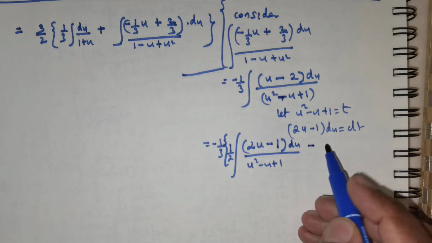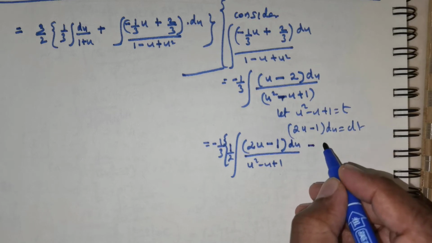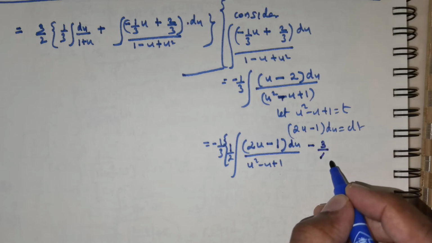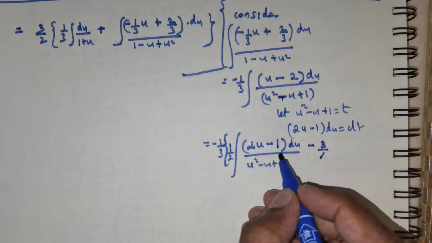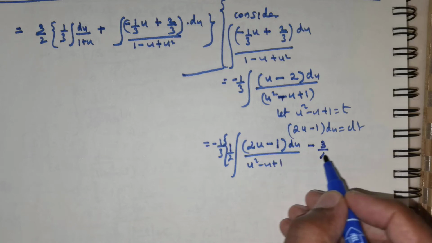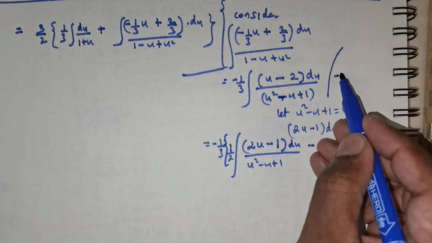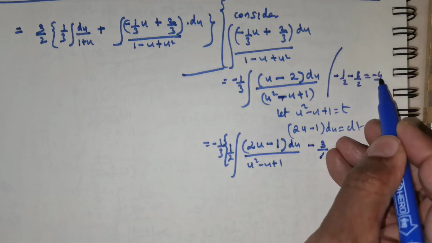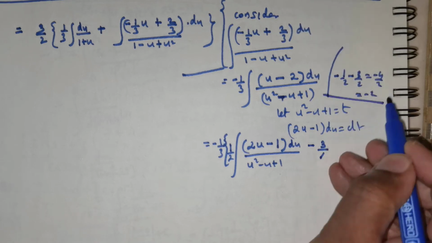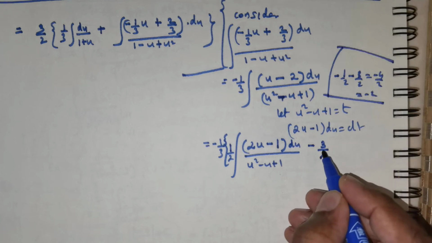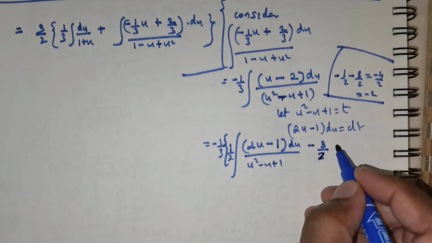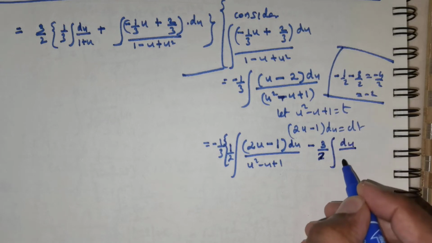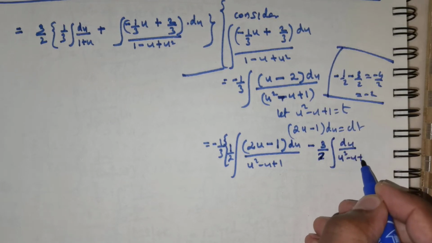So how am I going to get a negative 2? I need to have negative 3 over 2. Let me just work it out here: negative 1 over 2 added with negative 3 over 2 is negative 4 over 2, which is going to be negative 2. Okay, that's fine. So this is going to be negative 3 over 2 integral du over u squared negative u positive 1.